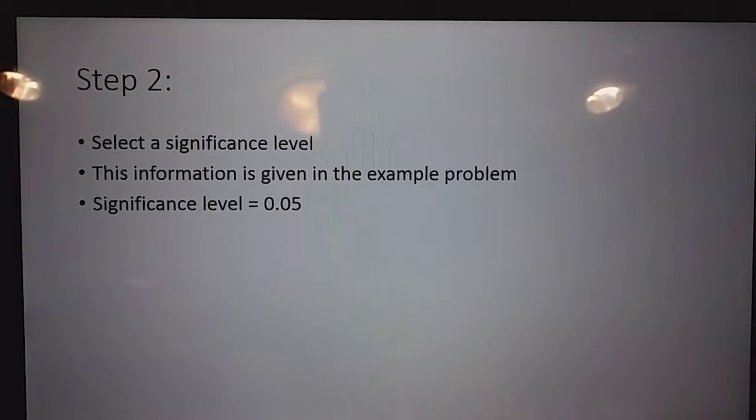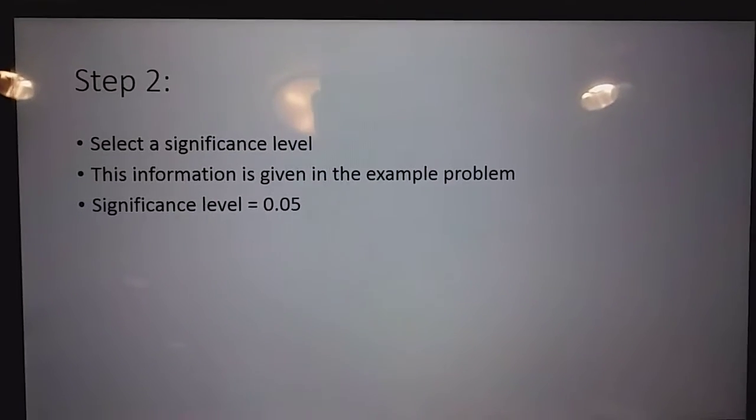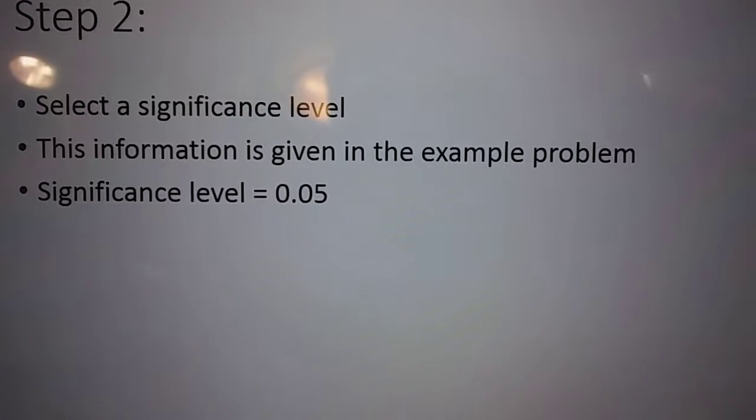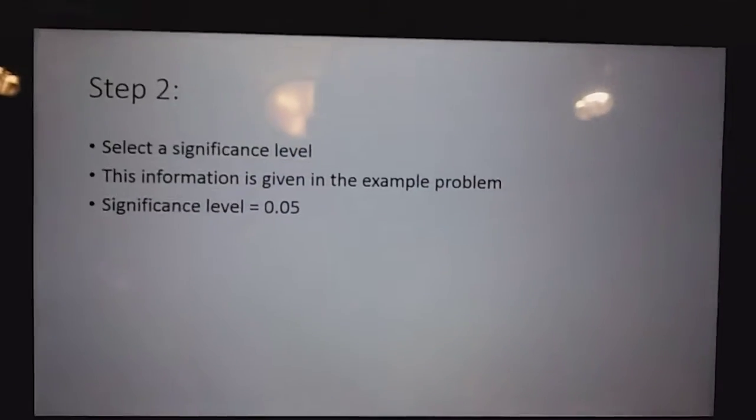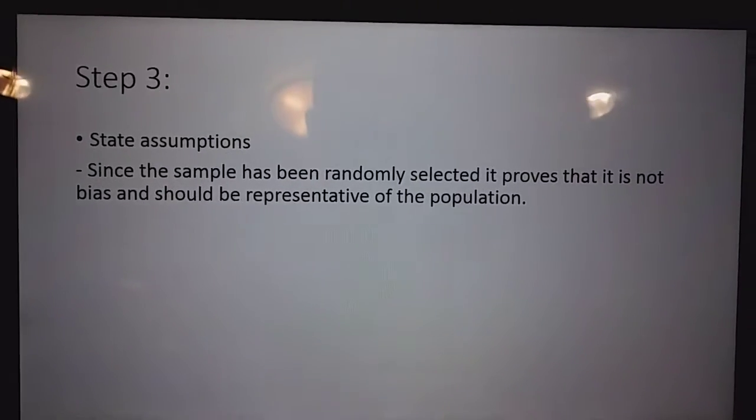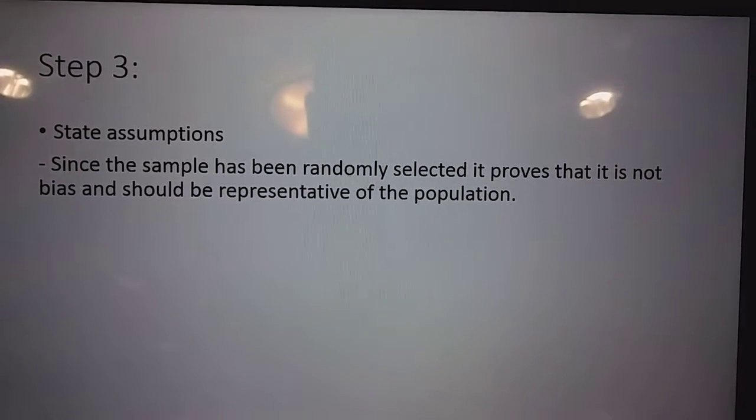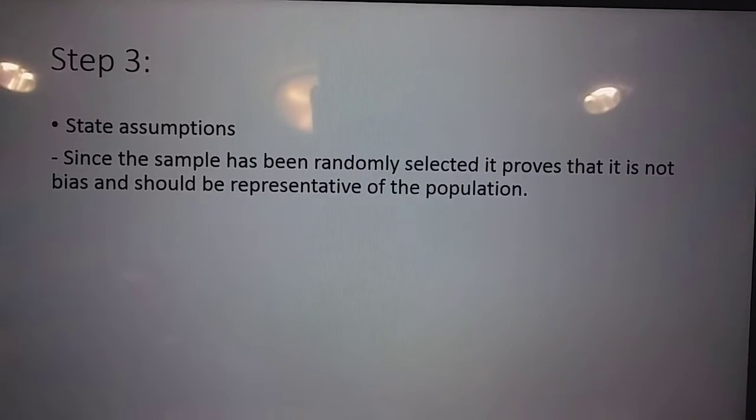Step 2. Select a significance level. This information is given in the problem at a 5% significance level, or 0.05. Step 3. State assumptions. Since the sample has been randomly selected, it proves that it is not biased and should be representative of our population.